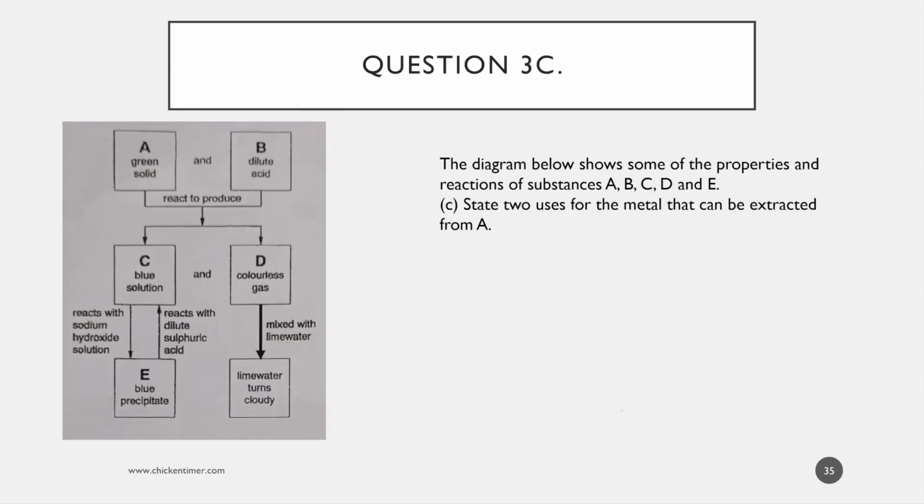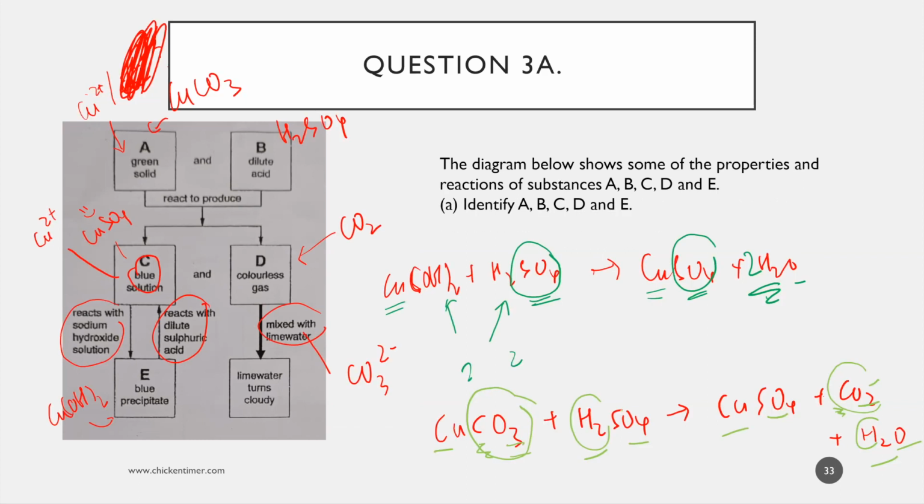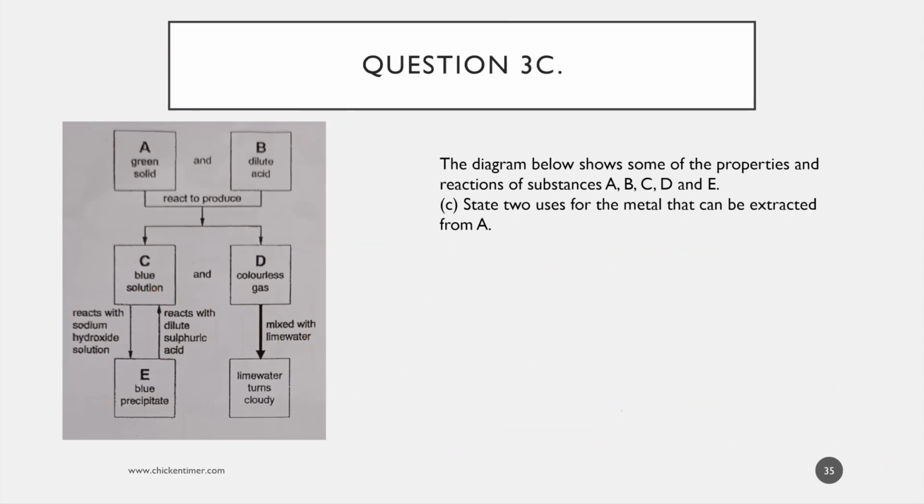Then state 2 uses for the metal that can be extracted from A. The metal is copper. You extract copper for copper wires, copper piping, all those, or the electric stuff. So your electric wires, then your water pipes, but we don't really use copper pipes right now. I cannot remember, but anyway, this question is quite old already. If you see sulfuric acid and sulfate spelled with a P, it's probably at least 15 years old. Whoa.